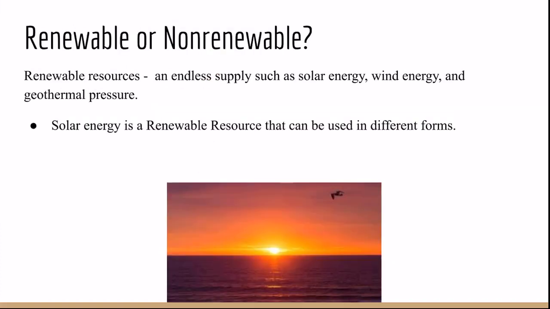Solar energy is a renewable resource that can be used in different forms. The sun sets at night, but it always rises in the morning. It has yet to disappear, so we can use it for many different things.